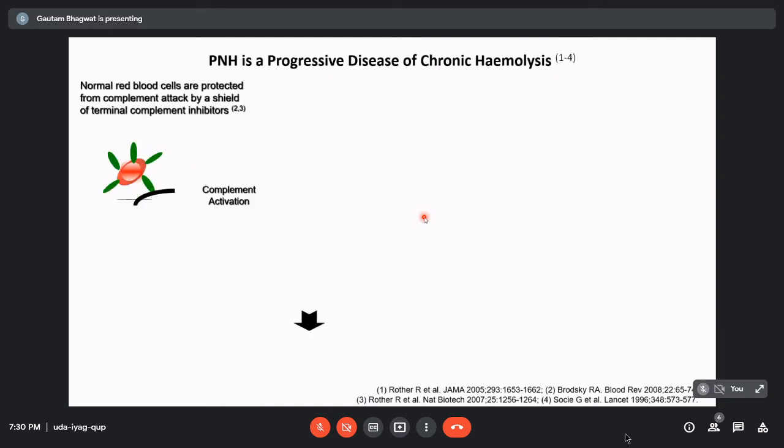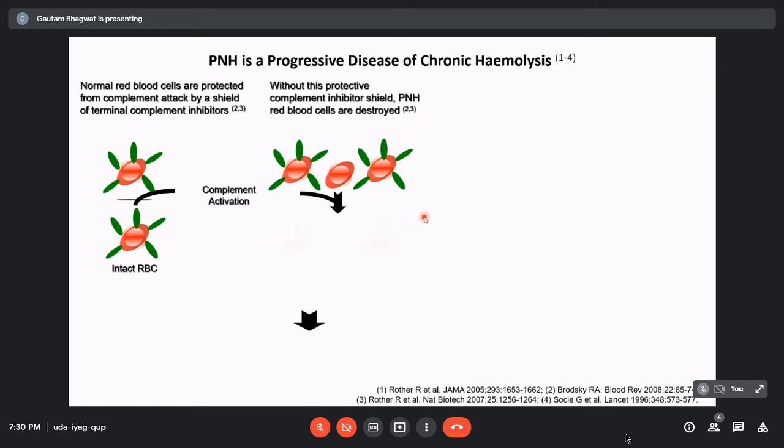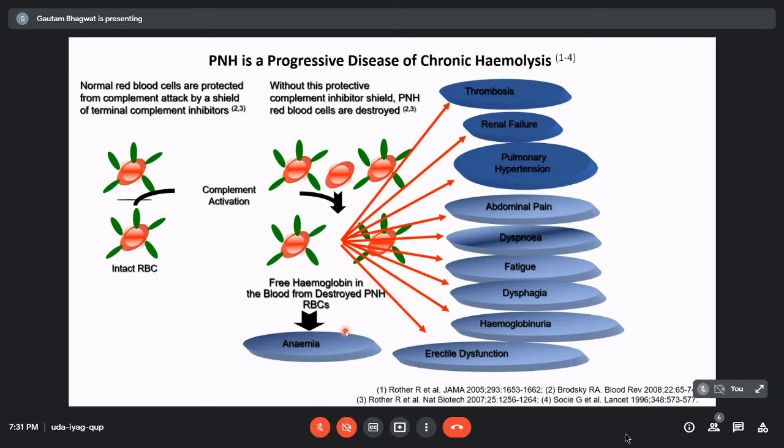So what happens? When these two proteins are present, a normal red cell is protected from complement attack. Now, in regular day-to-day life, some complement activation happens, in terms of activating complement 3A, but those cannot attack or lyse the RBCs because of the presence of CD55 and CD59. But in a PNH case in which there is no GPI, this would attack, leading to intravascular hemolysis. Thus, free hemoglobin is released in the blood. The most important symptom or sign being the anemia.